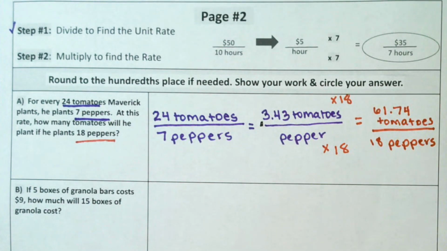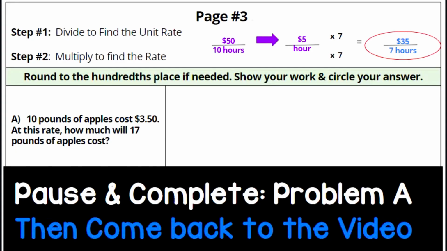Go ahead and complete the rest of page 2. Come back to the video when you're ready for page 3. And don't forget to circle your answer. All right, on page number 3, go ahead and pause and complete problem A. Once you finish problem A, come back to the video.